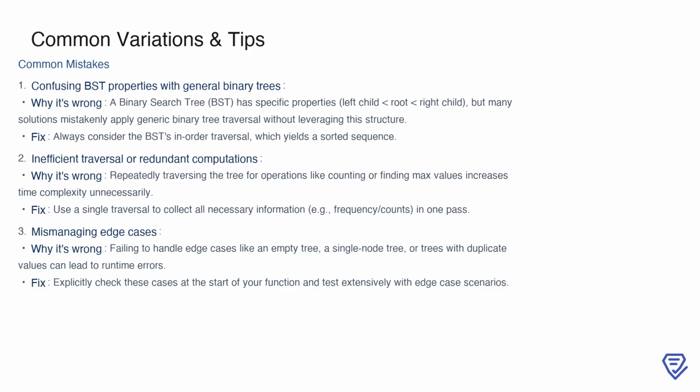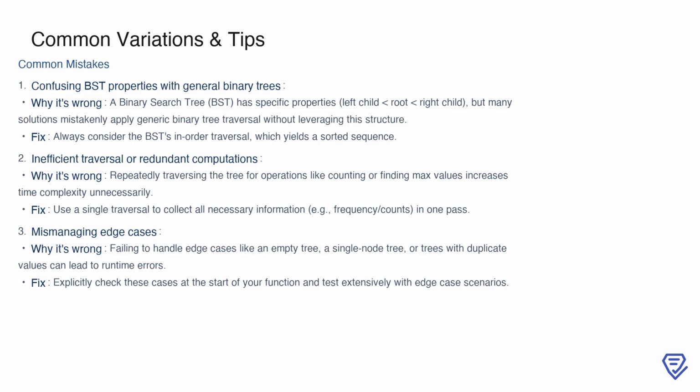Another mistake is performing inefficient traversal or redundant computations. For example, repeatedly traversing the tree to count values or find the maximum frequency adds unnecessary time complexity. Instead, aim to collect all necessary information, such as value frequencies, in a single pass through the tree.